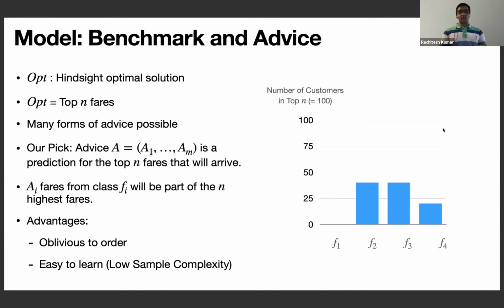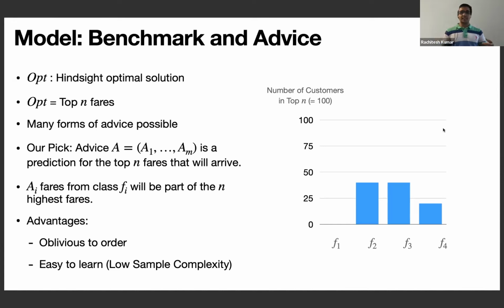As far as the advice goes, this is modeling decisions, and there are many possible forms. We're going to do what is standard in the algorithms with advice framework. That is, we pick our advice to be the minimum amount of information you need in order to compute the optimal solution, which in this case is a vector A that has an entry for each fare class, where A_i represents the number of fares from fare class i that will become a part of your top N. So it's a prediction for what OPT will look like.